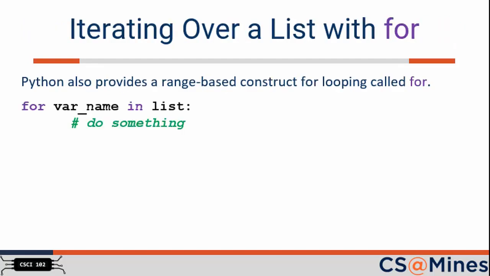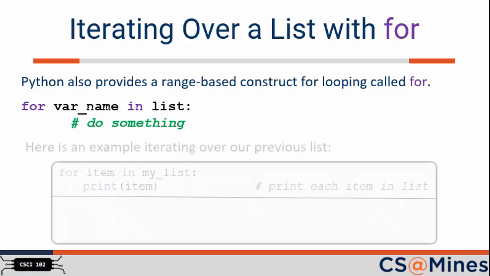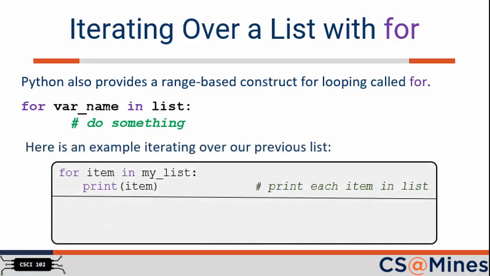Similar to while loops, you can iterate over a list in Python with a for loop. In fact, there is a range-based construct that can be used with a for loop. That is, if you want to loop over a list, see the general form for doing so on this slide. Let's take a look at an example. In this example, we will iterate over the same list we used in our previous while loop example.